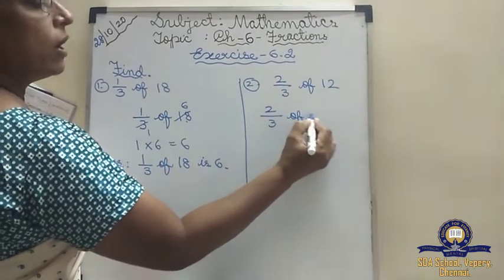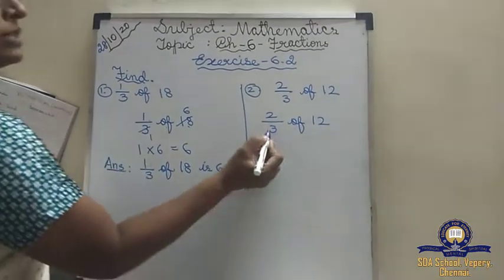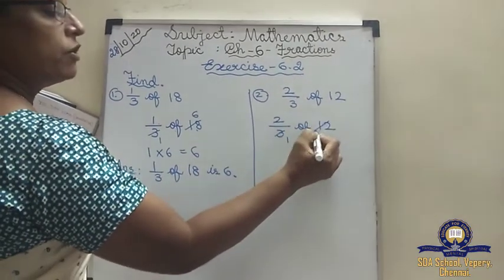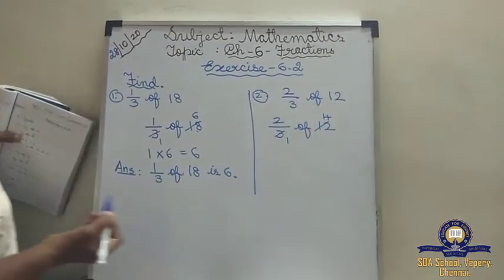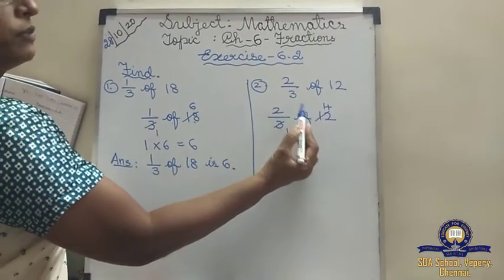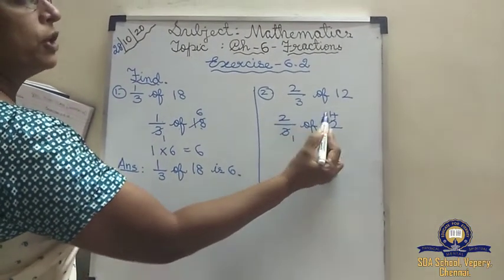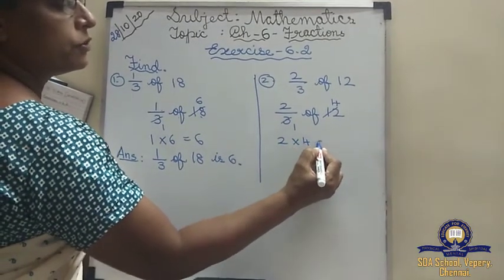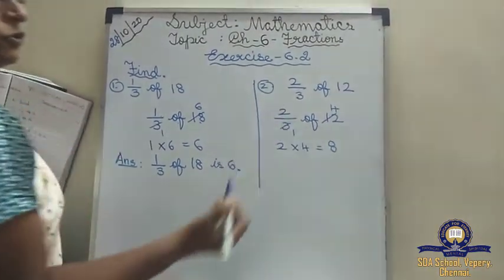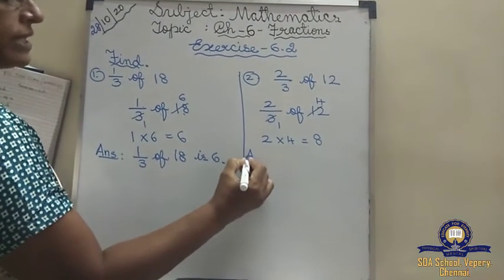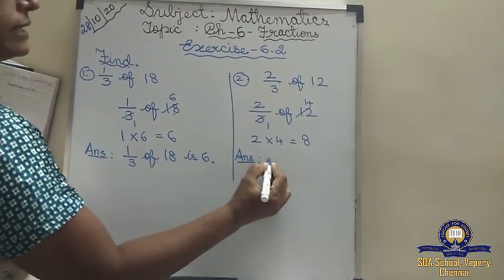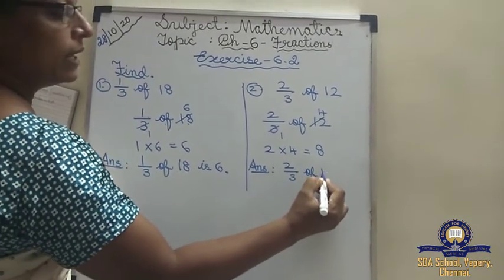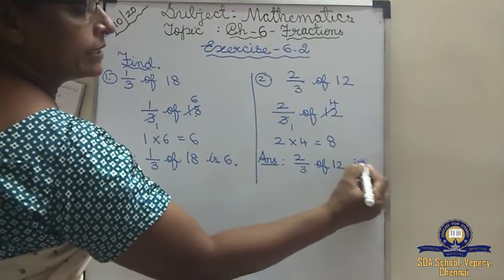2 by 3 of 12. So 12 goes in the 3 table. 1 3 is 3, 4 3s are 12. So what do you have to do, children? These two numbers you have to multiply. So 2 into 4, what's the answer, children? 2 4s are 8. So the answer is 2 by 3 of 12 is 8.